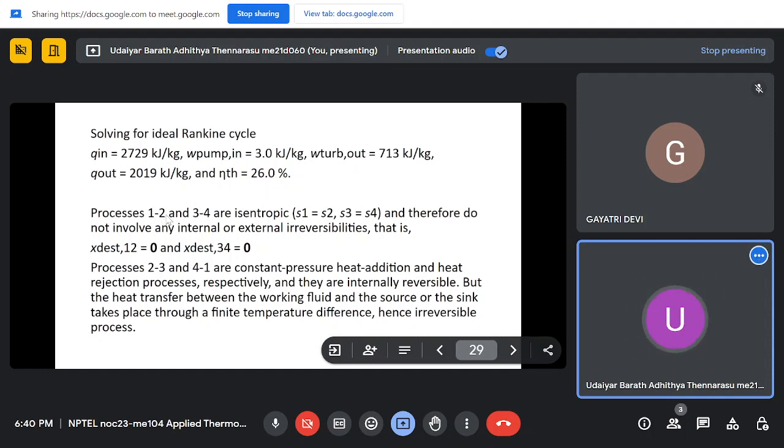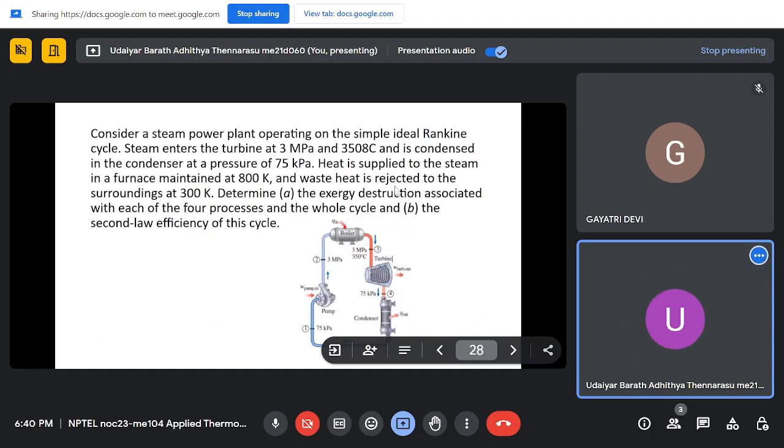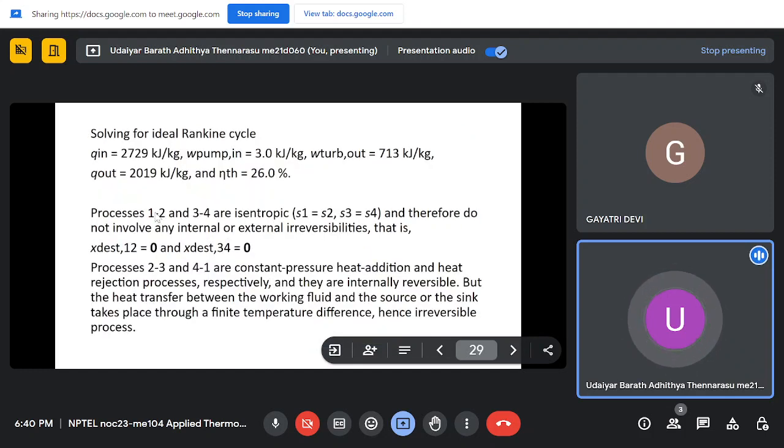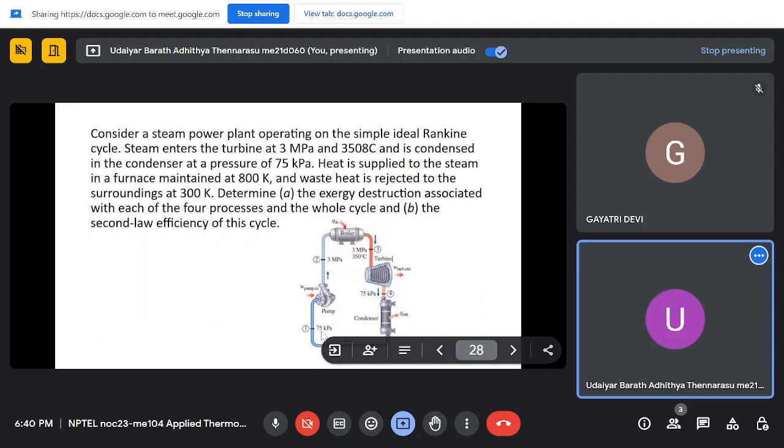So now, how to find out exergy destroyed in each of the processes. We know that processes 1-2 and 3-4, you see, 1-2 is the pump and 3-4 is the turbine. So these are isentropic processes, so there is no entropy generation, and there will be no exergy destroyed.